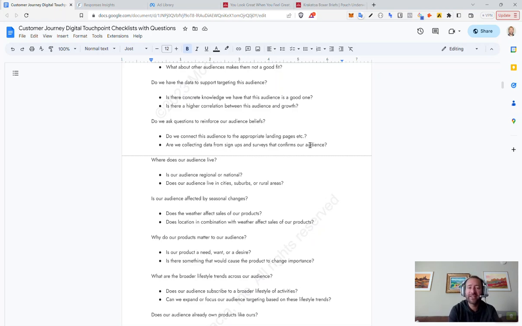Is our audience affected by seasonal changes? Does weather affect sales of our products? Does location in combination with weather affect sales of our products? I see this a lot where people don't truly understand how seasonality can affect the sales of their products, whether it's a product that's geared towards an activity that only happens for some people 4 months out of the year because it snows all the time and it's an outdoor activity that requires sun, or it's the reverse, where it's an activity or item that requires a different type of weather. Whatever it is, just be aware of how weather and seasonality will affect your products and how it should affect your marketing as well.